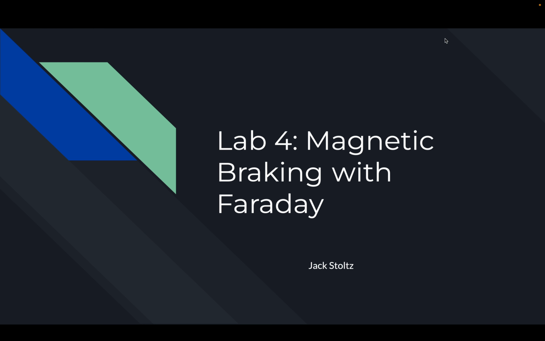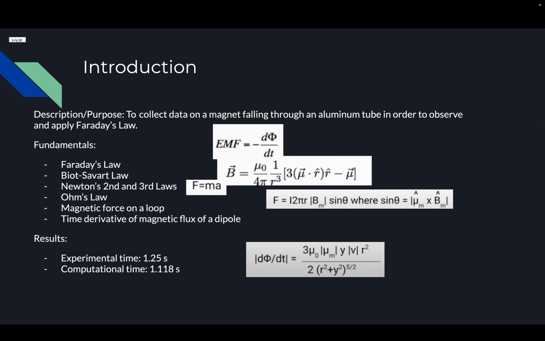Hi, my name is Jack Stoltz, and this is my lab report for Lab 4, Magnetic Braking with Faraday. The purpose of this lab was to collect data on a magnet falling through an aluminum tube in order to observe and apply Faraday's law. The fundamentals of this lab were these equations.